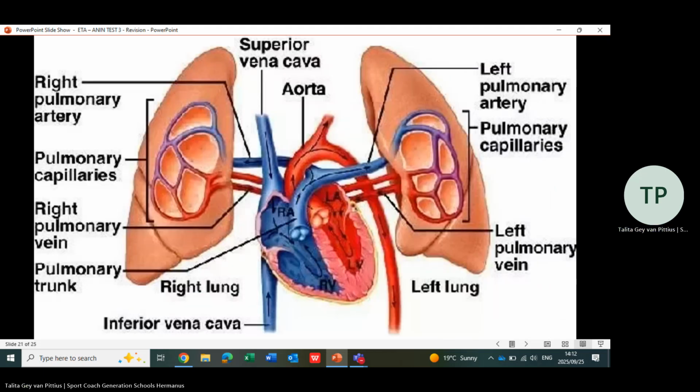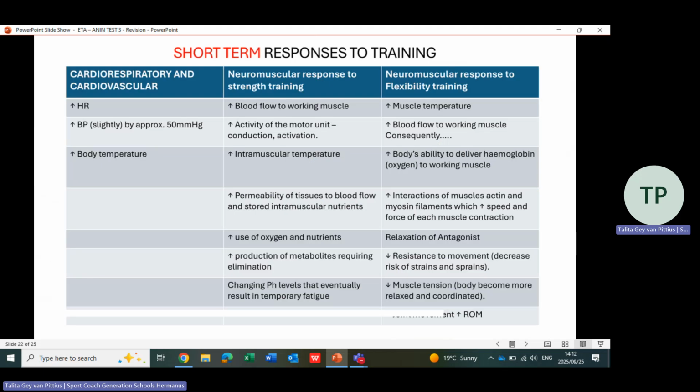All right. You also need to know the difference between the short-term response to exercise. What happens in a short-term period directly when you start exercising? What happens to your cardiovascular system? What happens to your muscles? And what happens to your flexibility training? What happens to your joints' range of motion?